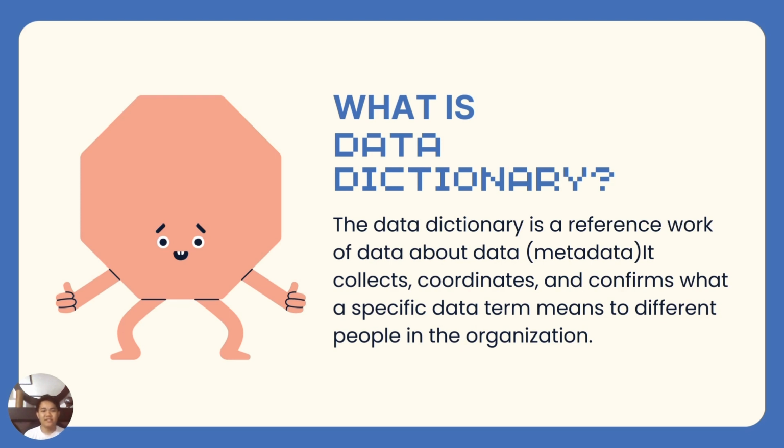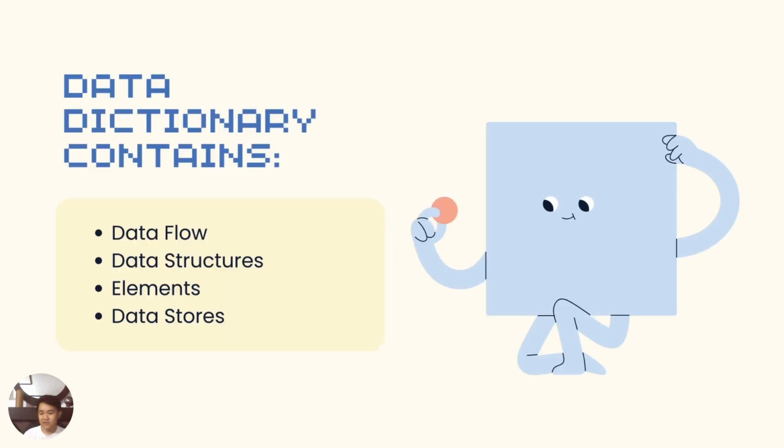So it basically confirms, collects, and coordinates what a specific data term means to different people in the organization. It simplifies the data so that the other people in your team, for example, the system analyst or the programmer, can understand what you're referring to by that data. A data dictionary contains data flows, elements, data stores, and of course, data structures. Data structures is what we are going to discuss today.